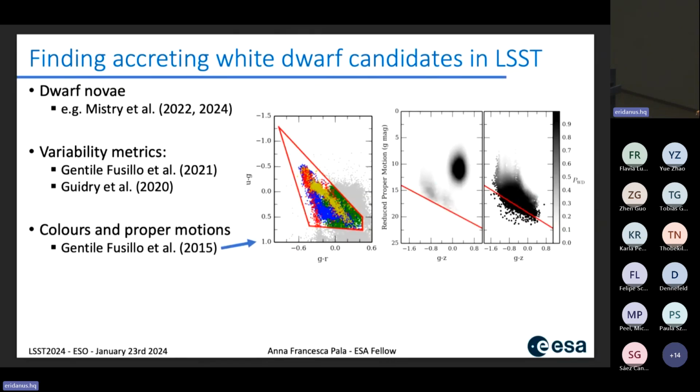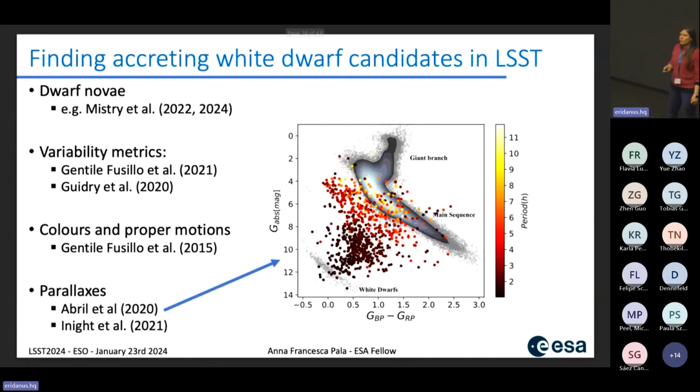Also, with LSST, we will have colors and proper motion. And there is this method developed by Gentile Fusillo et al. in 2015, developed on the SDSS data, where you can basically identify white dwarfs by combining their colors and their proper motions. This method is quite nice because you also get the probability of the object to be a white dwarf. Once you know the probability, you can build up a ranking of the objects that you want to follow up first. So you get the relative importance of the things that you want to observe.